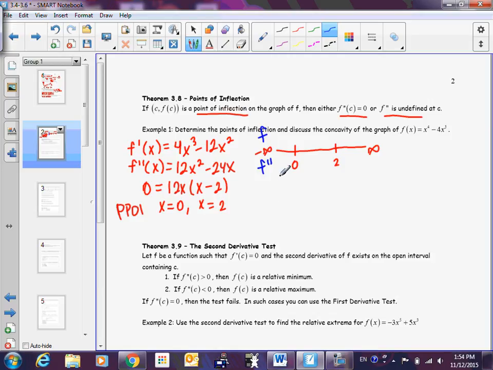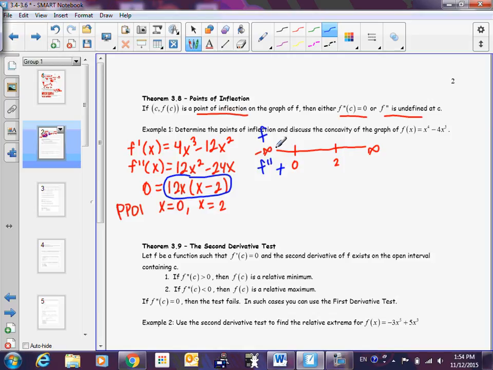So we're going to test something into f double prime. And remember, it's usually easier to test the factored form. So when you plug a negative number into this 12x(x - 2), what do you get as a result? A positive. You get a negative times a negative, which is a positive.